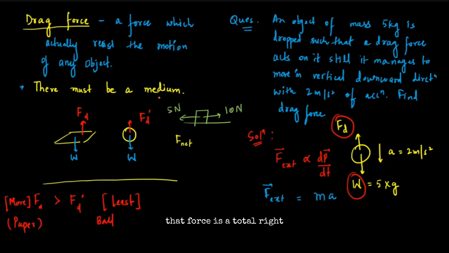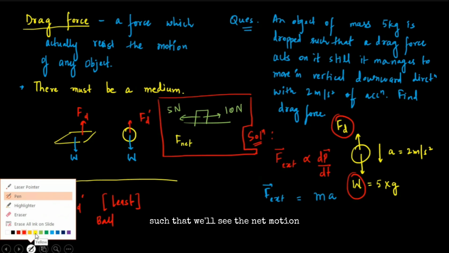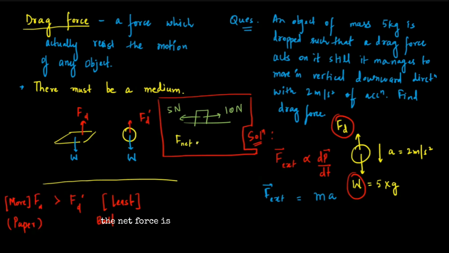Net force is the total, right? Net force acting on the object such that we'll see the net motion. So net force is going to be, it's kind of very simple. Now just replace the object and assume that there is a rope which is being pulled by both the sides.